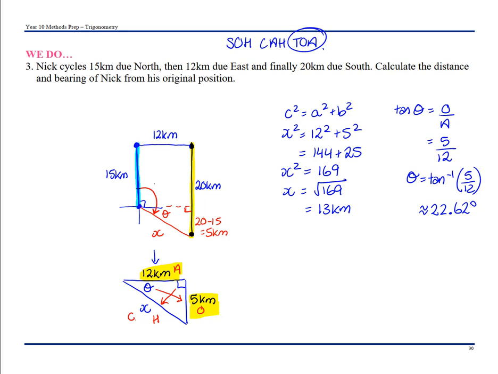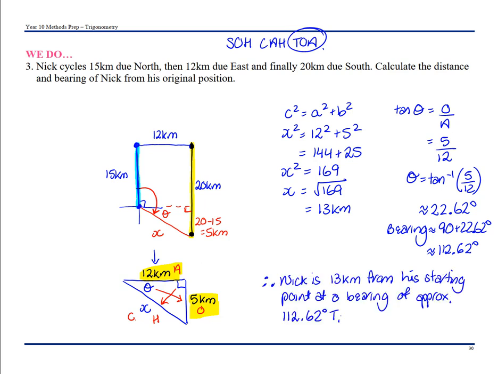Now, I need the entire angle, so my bearing is going to be approximately 90 plus that 22.62 degrees. So that's approximately 112.62 degrees. Finish with a therefore statement. So Nick is 13 kilometres from his starting point at a bearing of approximately 112.62 degrees true. Now remember, what this question is asking is where is Nick from his original position? Okay, so what you're trying to say is if someone was at his original position, which direction and for how far would they have to travel to get to Nick, right? So it's from his original position.